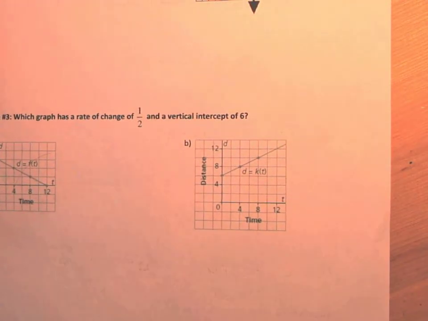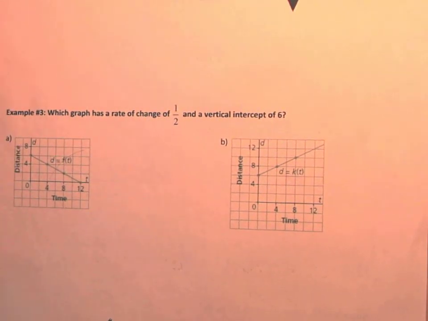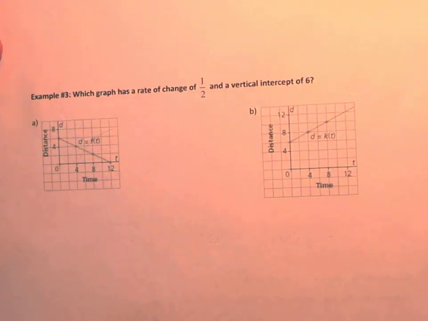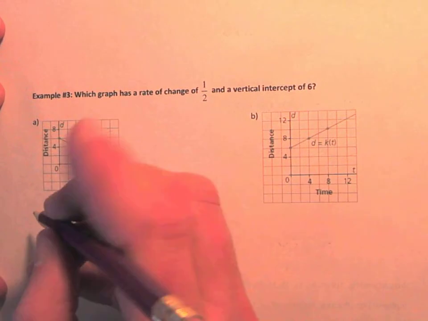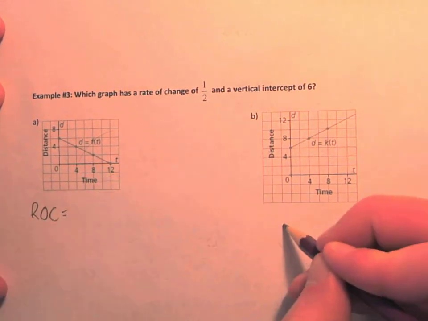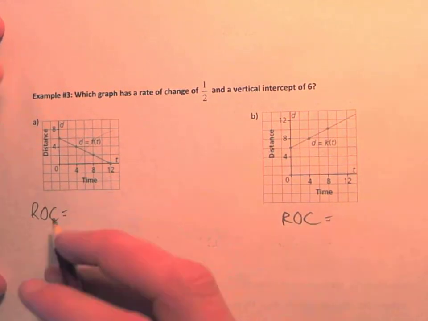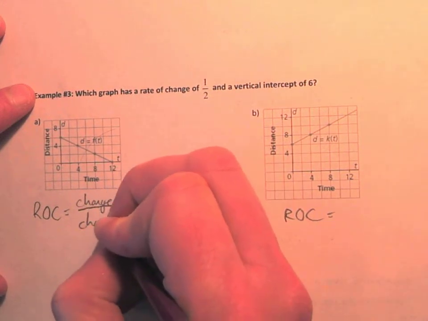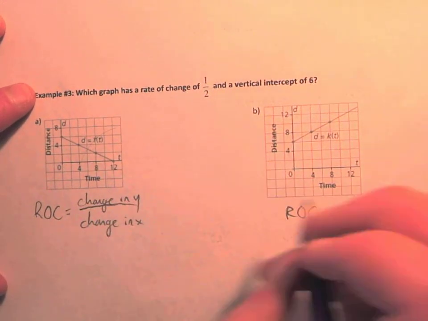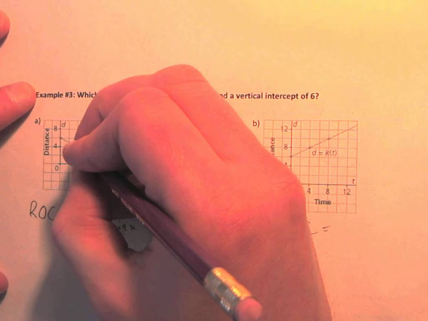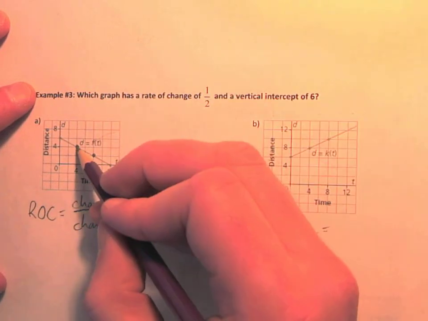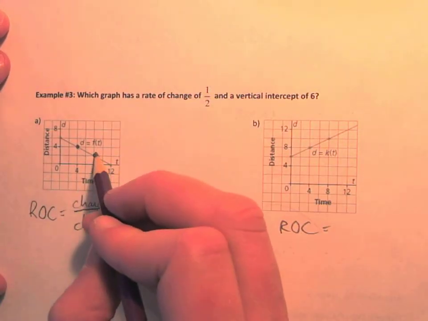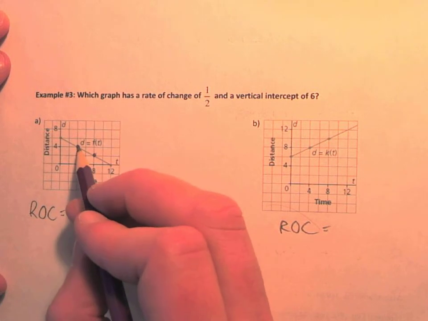Which graph has a rate of change of 1/2 and a vertical intercept of 6? Okay, so we have two graphs here, and we have to know which has the rate of change. Well, we know how to find rate of change. Let's do it separately for the two graphs and see which one has it. It's the change in y over the change in x. So in this one, we choose any 2 points, 1, 2, and when you're reading left to right, your left one's the first one, your right one's your second one. You go the second y value minus the first one.